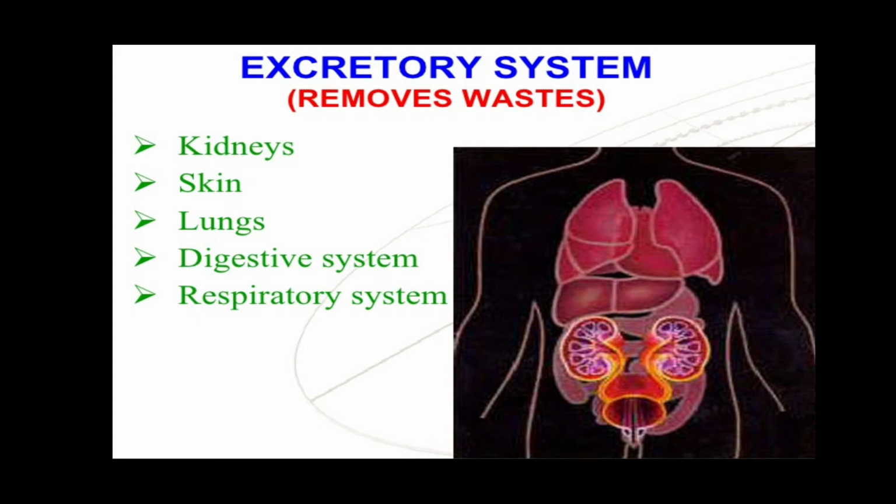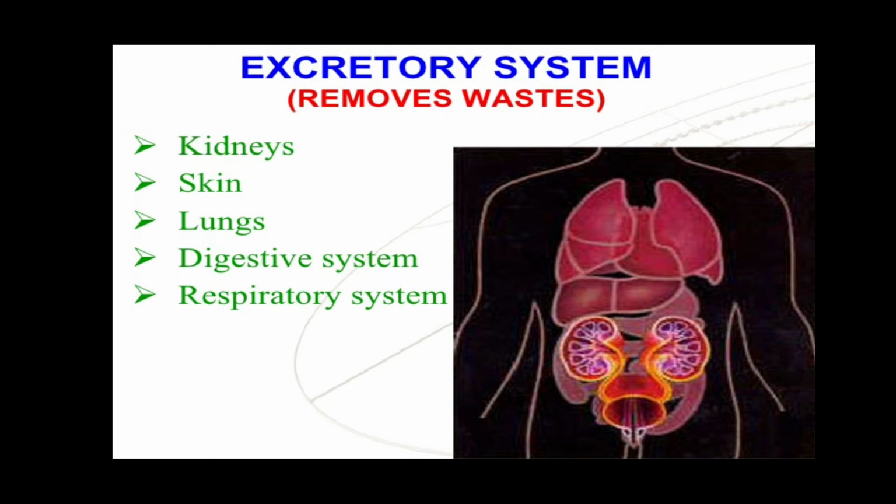Kidney is an excretory organ that filters out the waste products from the blood and eliminates them in the form of urine from the body. Skin gets rid of water and excessive salts in the form of sweat through the sweat glands which are located under the skin. Lungs help us to remove carbon dioxide during the process of respiration, and during the process of digestion, feces is eliminated from the rectum through the anus. But urine, which is the major waste product of the body, is excreted through the urinary system.